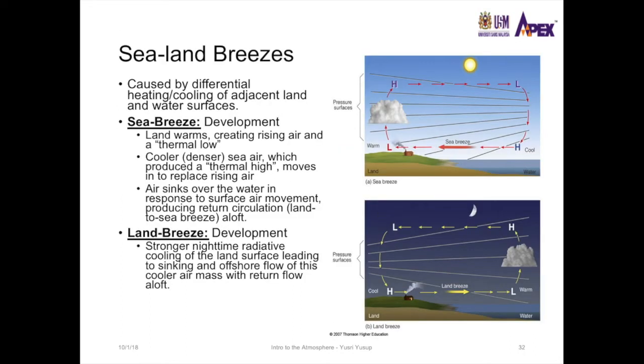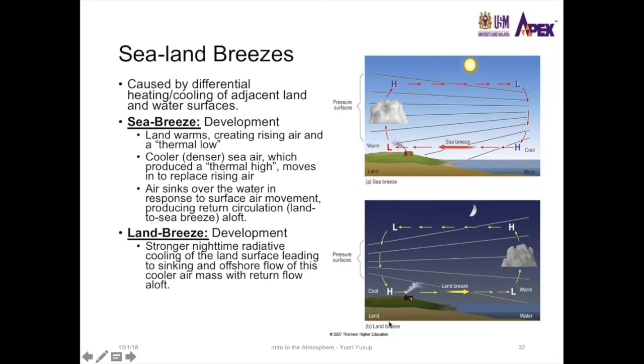Like the thermal circulation, it is also caused by differential heating or cooling, but this is now between the adjacent land and water surfaces. This is how the sea breeze develops. Land warms, creating rising air and a thermal low. The cooler, denser sea air produces a thermal high, which moves in to replace the rising air. Air sinks over the water in response to this movement of air, and this produces the return circulation from land to sea breeze aloft.